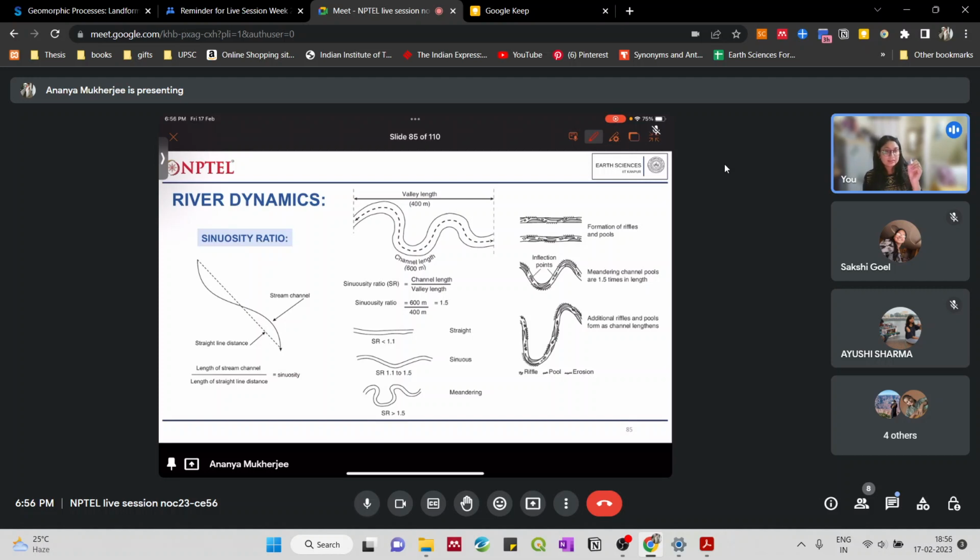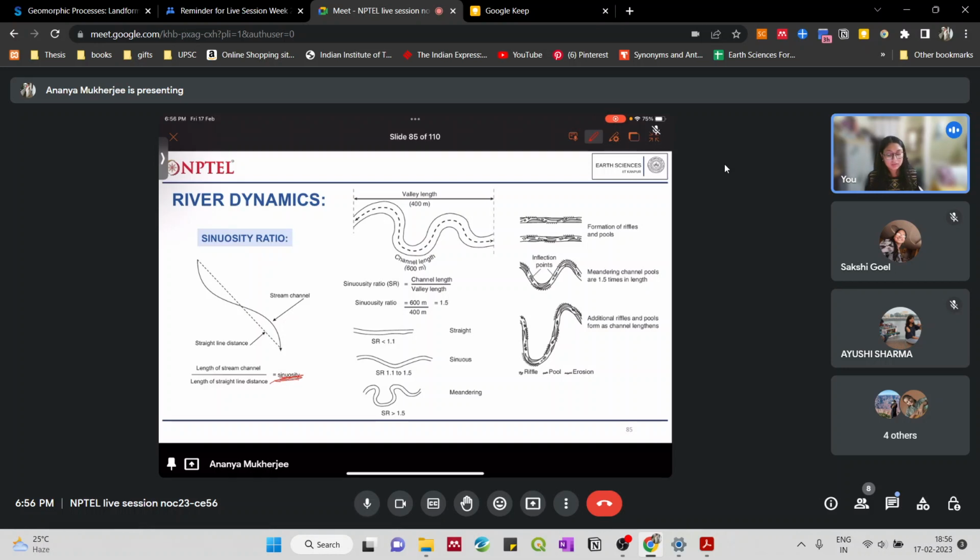Okay, so length as in the absolute length, if you measure as the channel is flowing along. Suppose you just take one part of the channel and you measure the exact length of the channel, and divide it by the straight line distance between the two endpoints of that stream that you are seeing. So that is going to give you the sinuosity. This is the sinuosity number.